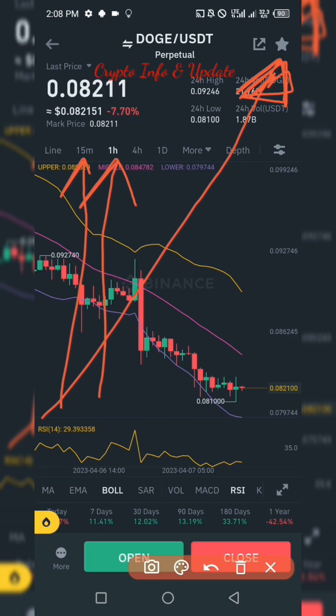Let's say for coin A, when you look at the chart, the price is going up. It's an uptrend. You short it. You take a short position.